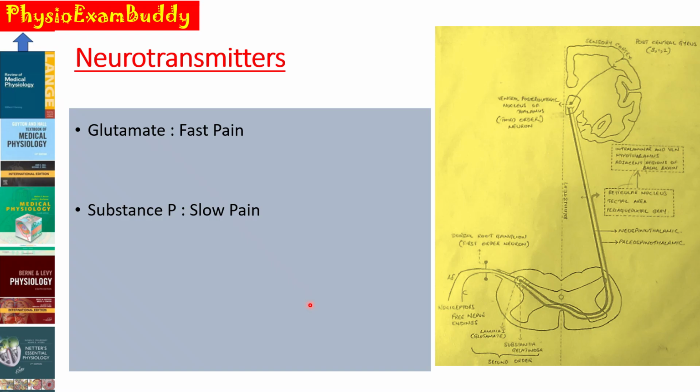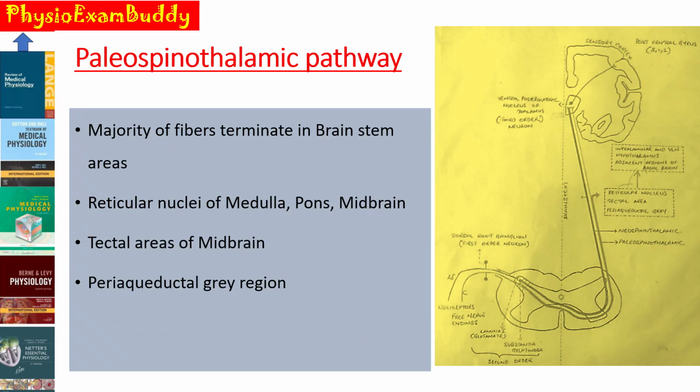Next, about the neurotransmitter. For the neospinothalamic tract, which is the one carrying fast pain, the neurotransmitter is an excitatory one, that is glutamate. Whereas in the case of the paleospinothalamic tract, the neurotransmitter for the slow pain is substance P.